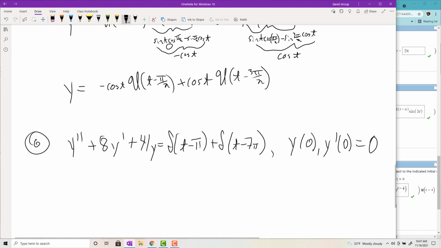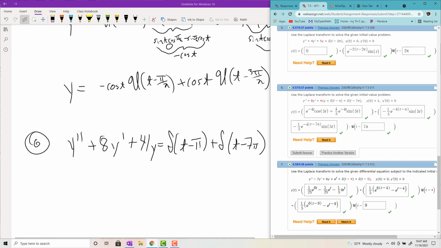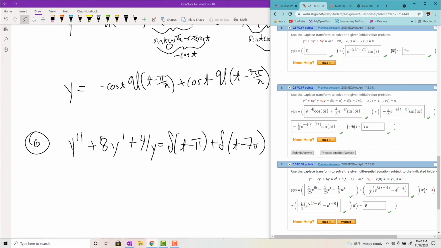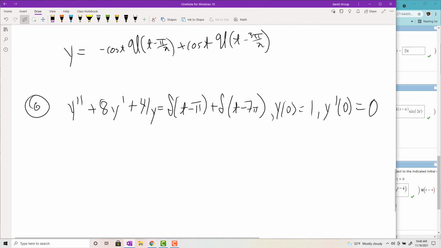But anyways, whoops, and I still didn't write down what y of 0 was. I think they're both 0, right? Y of 0 is 0. No, they're not. That would be a mistake. So y of 0 is 1. Okay, so let's make sure I got it right. Y of 0 is 1. Y prime of 0 is 0. Yeah, very important to copy it correctly. I think we're good to go.